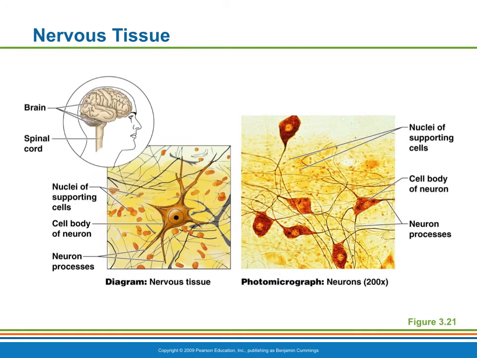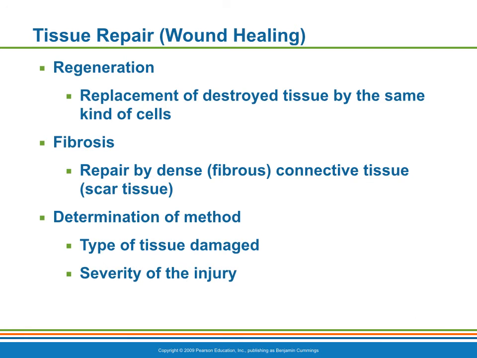Last thing that we want to talk about, tissue repair. Tissue repair occurs in two ways. Number one, we can have regeneration, meaning that the tissue that gets destroyed gets replaced by the same kinds of cells. Then we can also have fibrosis, meaning that tissue gets replaced with scar tissue. And the method by which this occurs depends on the type of tissue damaged and the severity of the injury. So let's look at tissue repair.